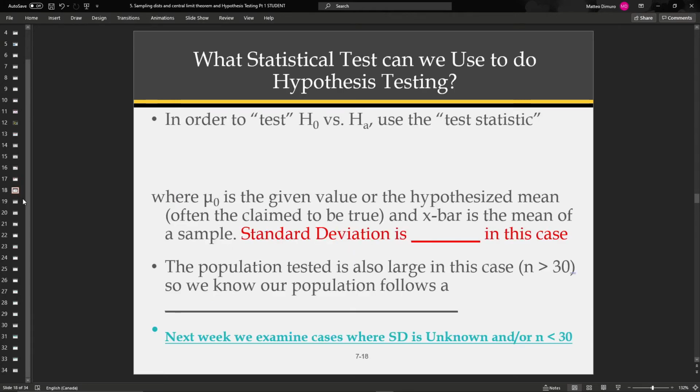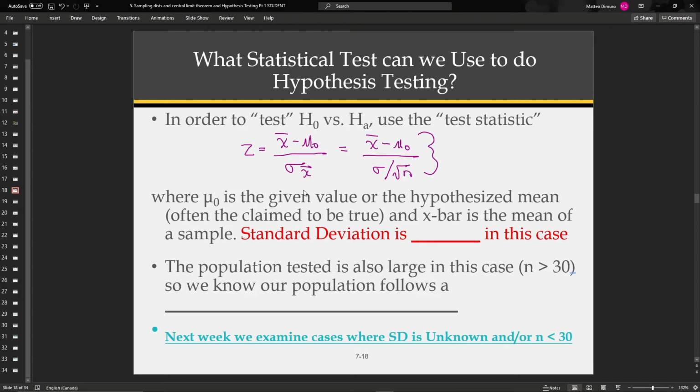What statistical tests can we use to do hypothesis testing? Well, good news is that in order to test whether H0 versus HA, we need to use a test statistic. Because we're talking about normal distributions, we're very familiar with this formula. It is this one right here. Does it look familiar? That's our z-score formula. And actually, because we're talking about the mean of means, guess what? We want to make sure that we're normalizing our data if it's not already normal, so we actually use this one right here. It's like the central limit theorem formula. Ain't that neat?